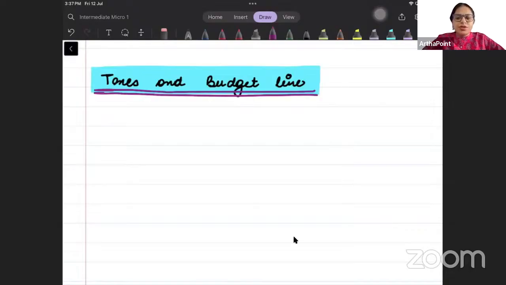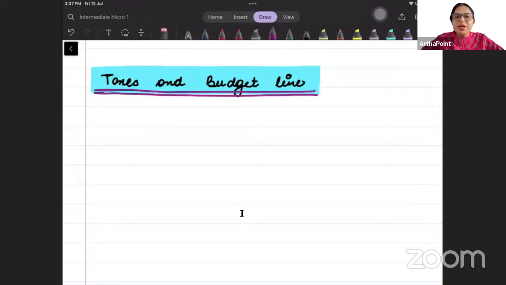And today I am going to talk about how taxes are impacting the budget line. Alternatively, थोड़ा आसान तरीके से बोलें तो, how budget line is getting affected by taxes. कैसे budget line shift करती है या pivot करती है, या क्या होता है budget line को जब भी हम tax impose करते हैं. ठीक है.